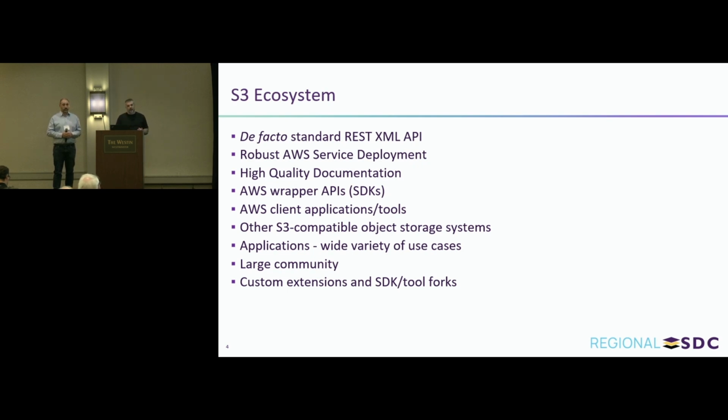AWS provided wrapper APIs in the form of SDKs, AWS provided client applications and tools, and then there's other S3 compatible object storage systems. We all know there are many applications that use S3 to interact with object storage for a wide variety of use cases: backup and archive, data analytics, even AI is starting to. And then there's a large community around all of this. An example of that is all the SDKs are open source, and so you can look on GitHub and engage directly with the AWS community on those projects. And then there's also even custom extensions and SDK tool forks lurking about as well.